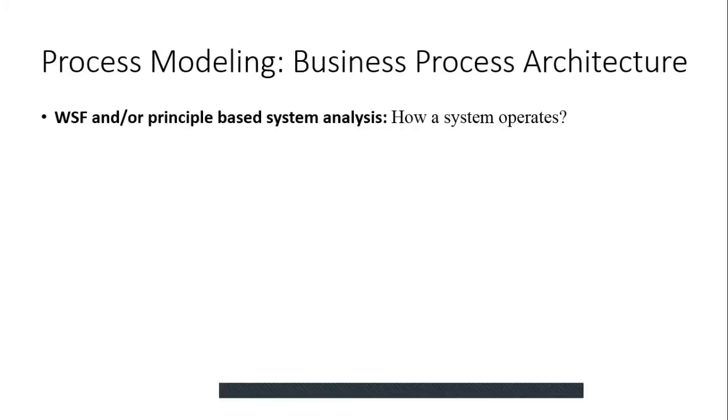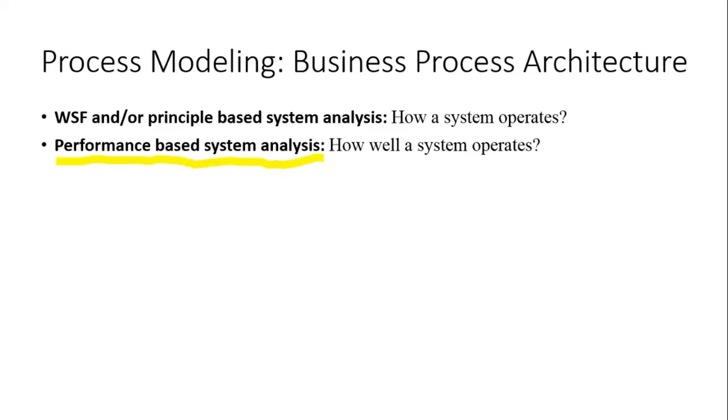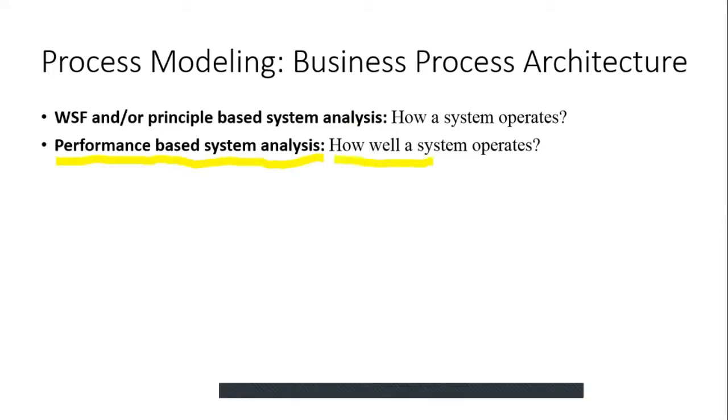Some common methods of analyzing a system are using the work system framework architecture and using the method known as principle-based system analysis. These two methods give us detail about the operation of a system. That means how a system operates. Then we have another method, known as performance-based system analysis, in which we use several performance measurements for analyzing the work system. And it tells us how well a system operates.